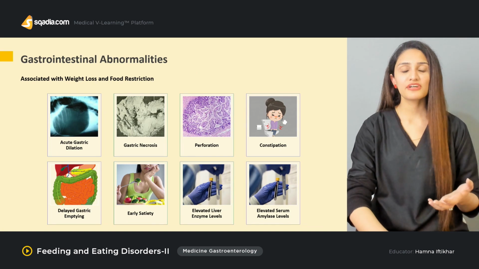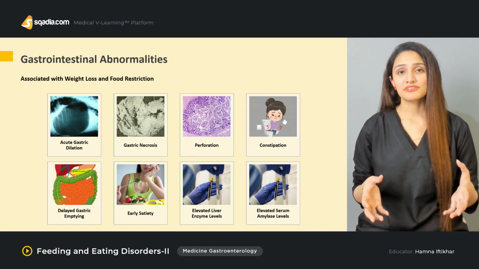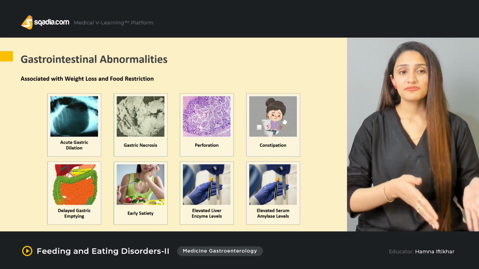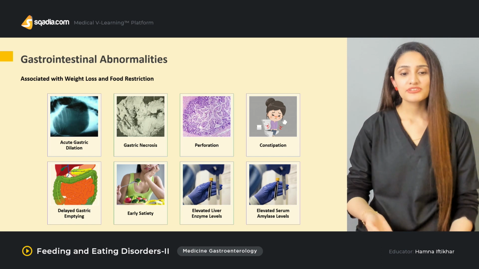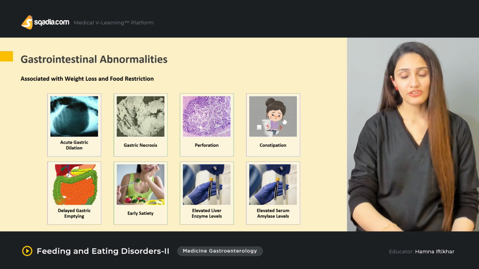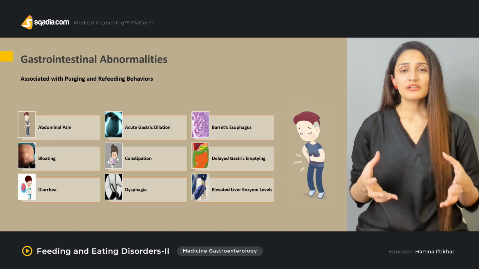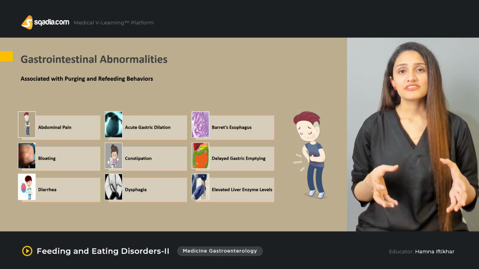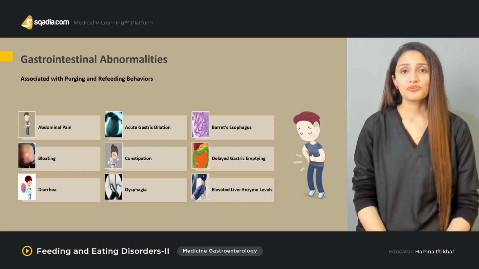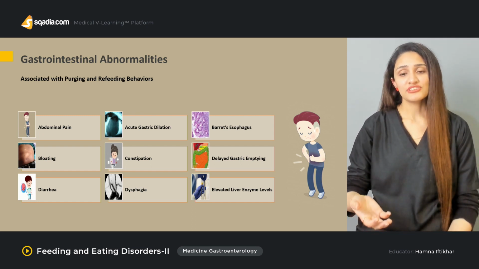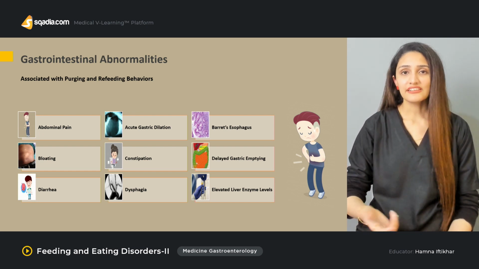So we'll be talking about the feeding and eating disorders, the gastrointestinal symptoms associated with the weight loss and food restriction. There might be gastric necrosis, there might be early satiety, constipation. And then we will be talking about those feeding and eating disorders that are associated with purging and refeeding behaviors. So, what are the symptoms that these patients present with? They might present with bloating, diarrhea, and delayed gastric emptying.